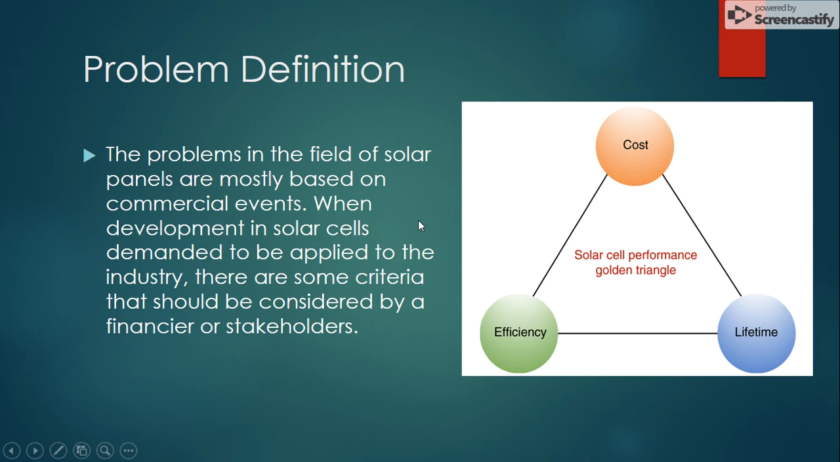And what is the problem with the perovskite cell? In the field of solar cell panels, the problem is mostly focused on commercial aspects. When an industrial investor wants to invest in solar panels, they take into account some criteria. These criteria are called the golden triangle. And what are they? Cost, efficiency, and lifetime. When someone makes an investment in a solar panel, the solar panel should stay there a long time. But this is the problem for the perovskite solar cells.